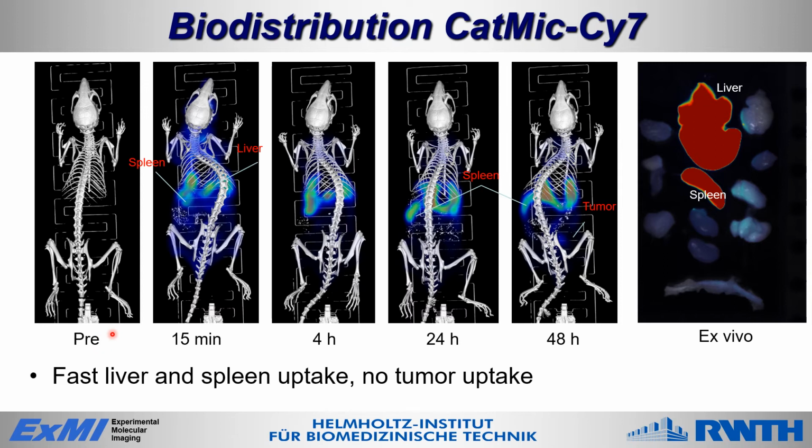The cationic micelles showed a strong uptake very quickly into the liver and the spleen. This remained like that throughout the whole imaging and was also confirmed by the ex vivo data. We didn't see any tumor uptake.